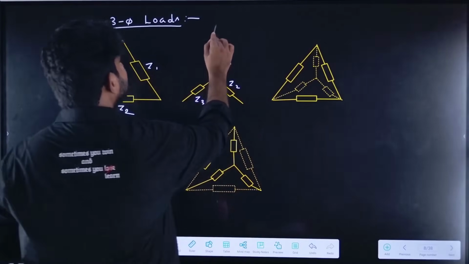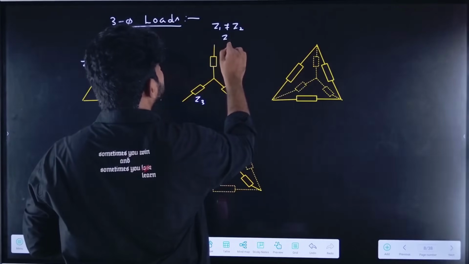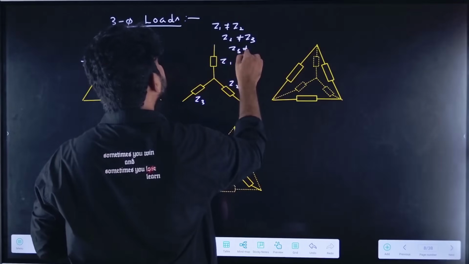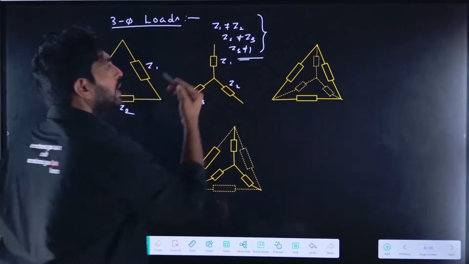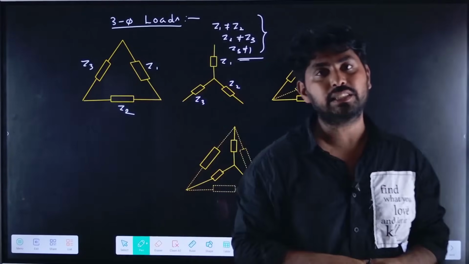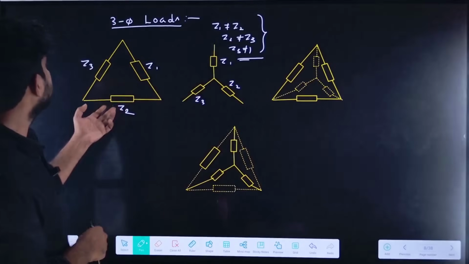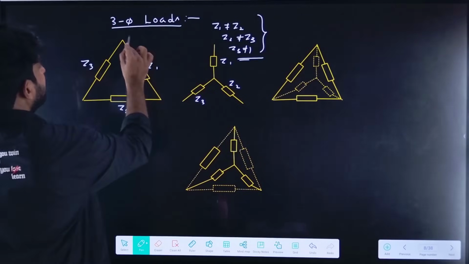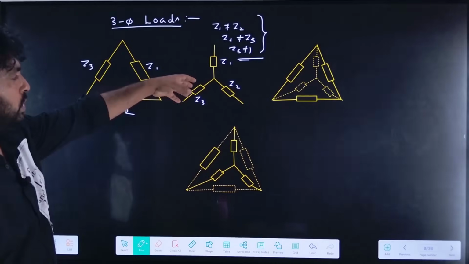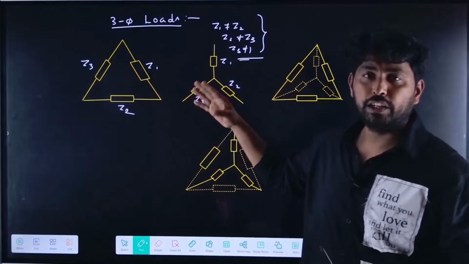Here, Z1 is not equal to Z2, Z2 is not equal to Z3, and Z3 is not equal to Z1. If any of these conditions is satisfied, the phases will get unbalanced currents. So here we can call these two loads unbalanced loads, if the impedances on each phase are different.